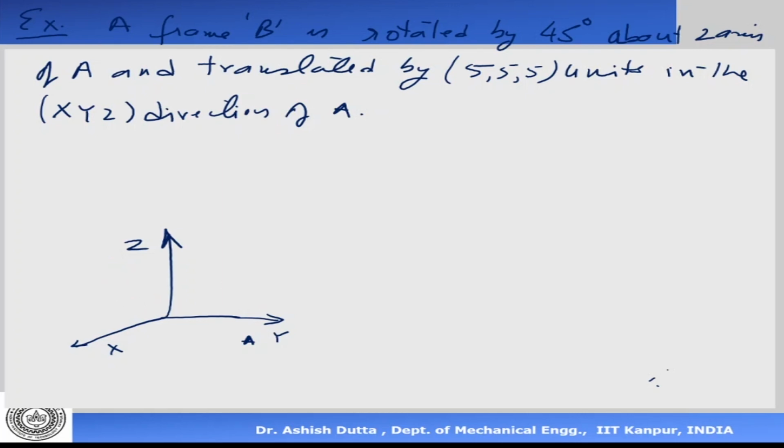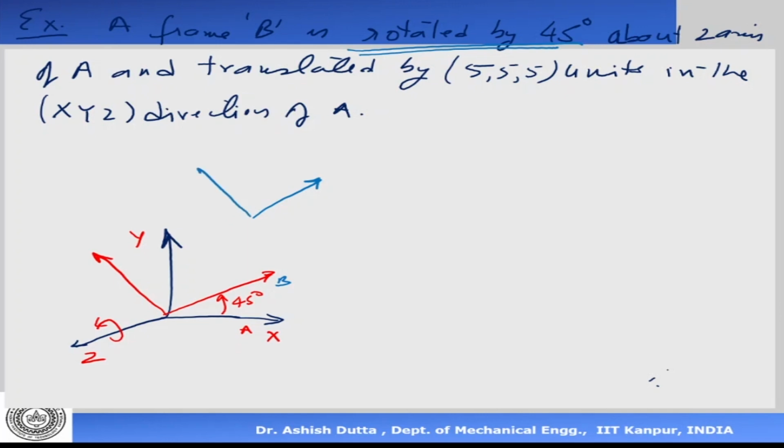So let me mark this as z, so it will become easier to understand. This is x, y, and z. So 45 degrees, so this fellow is here, 45 degrees, it is here. Okay, now it is rotated by 45 degrees about the z-axis of A, and then it has been translated by distances of 5, 5, 5 units in the x, y, z directions of A. So it has been moved here now, in this direction here.